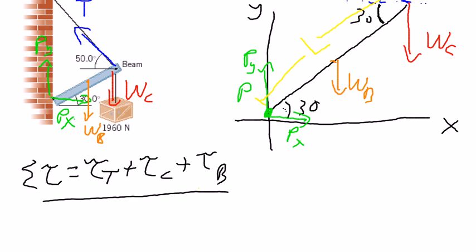So, anyway, the sum of the torques is going to be the tension, the crate, and the beam, and they're all equal to 0. Alright, so let's go ahead and try to figure out each of these.